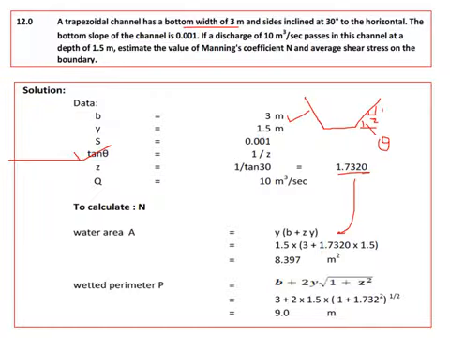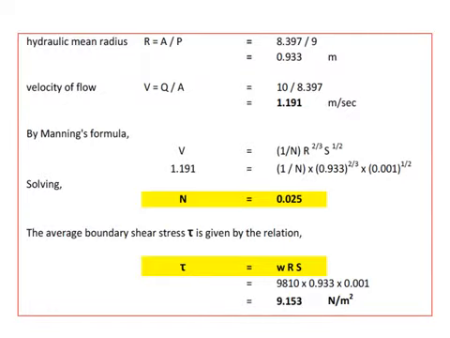So now knowing all the values, we can calculate water area. So water area is given by y into b plus zy. So therefore y is 1.5, b is 3, z is here 1.732 into y. So that gives the water area. Similarly, the wetted perimeter can be calculated by b plus 2y root of 1 plus z square. Okay, z square is here. So therefore that gives 9 meters. Next, hydraulic mean radius R is equal to A by P, so that gives 0.933.